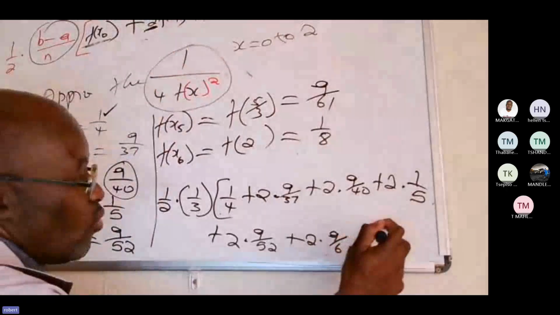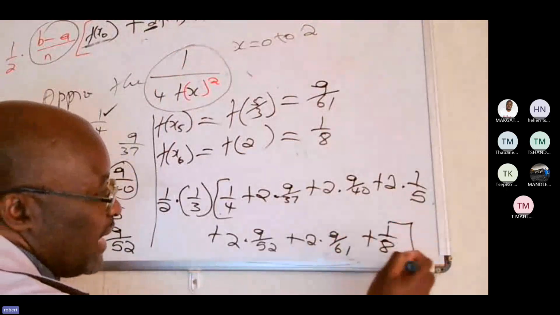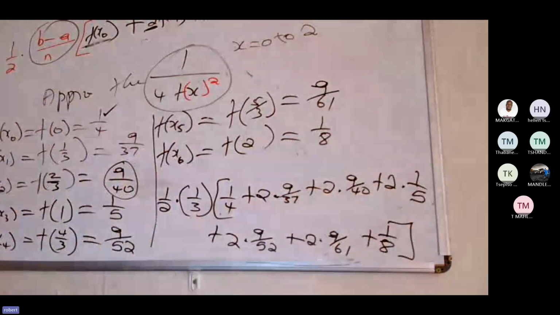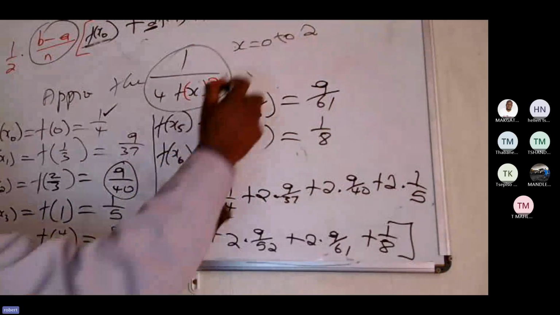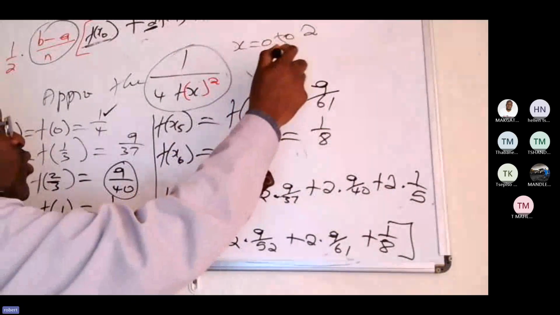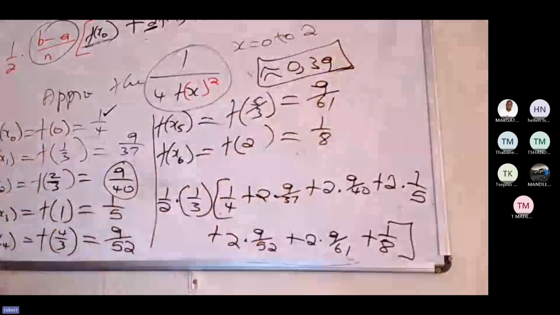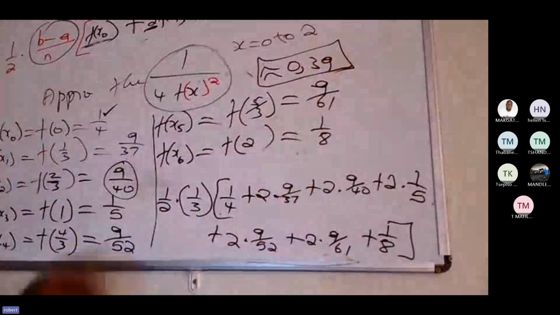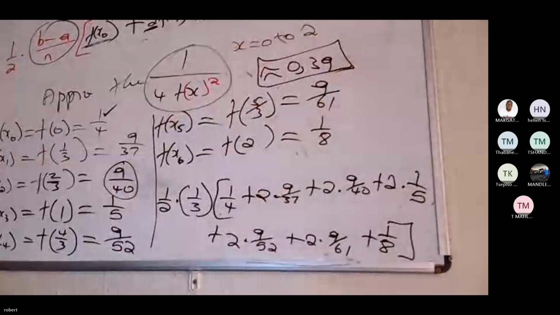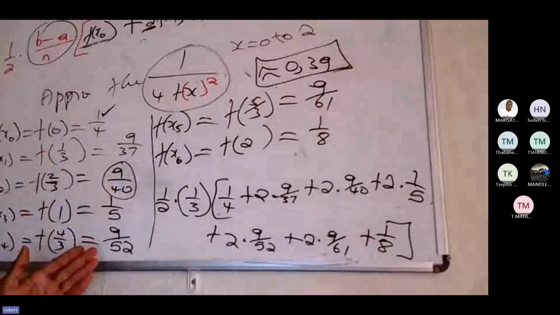It will just be 1 over 8. Then you calculate this, and the answer must be very close to 0.39. You can just simply calculate this. The answer must be very close to this one, because we are saying it is an approximation.